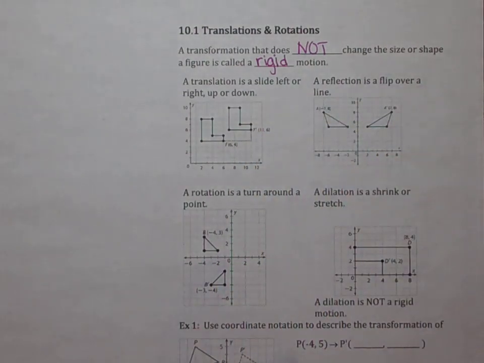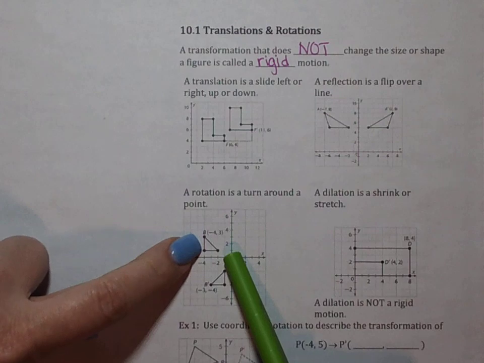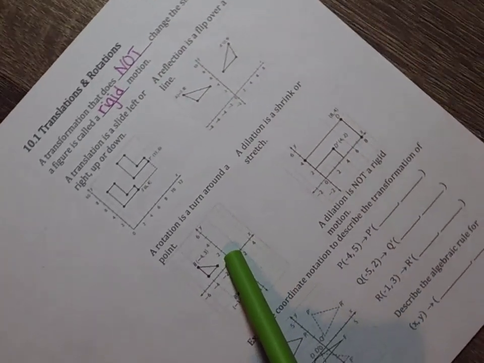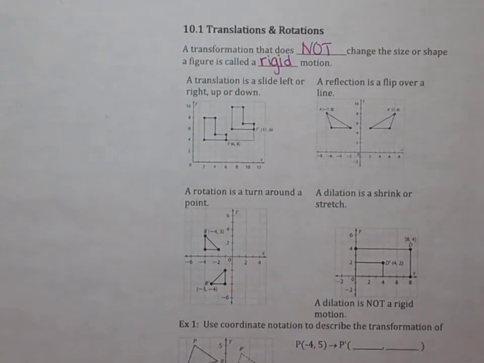The next example down here is a rotation. A rotation is where we're just going to turn around some given point. In this example, we are rotating around the point of origin, which is (0, 0). You can see if you do a 90-degree rotation, this shape here becomes this one. So there you go. That's what a rotation is. These are all pretty simple.